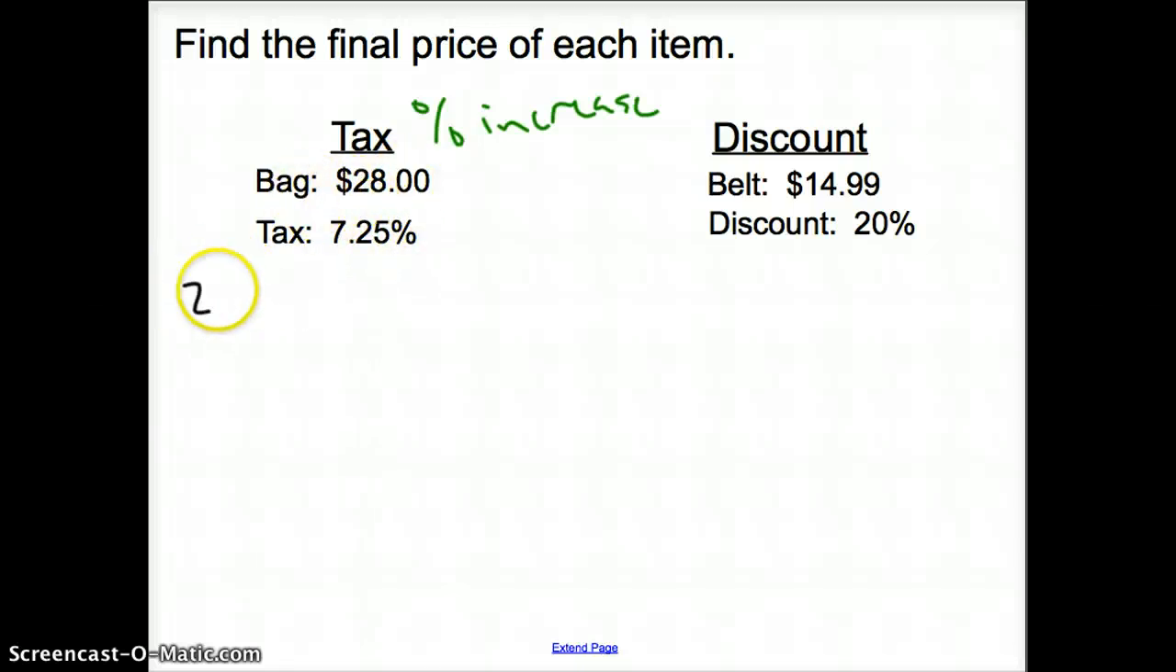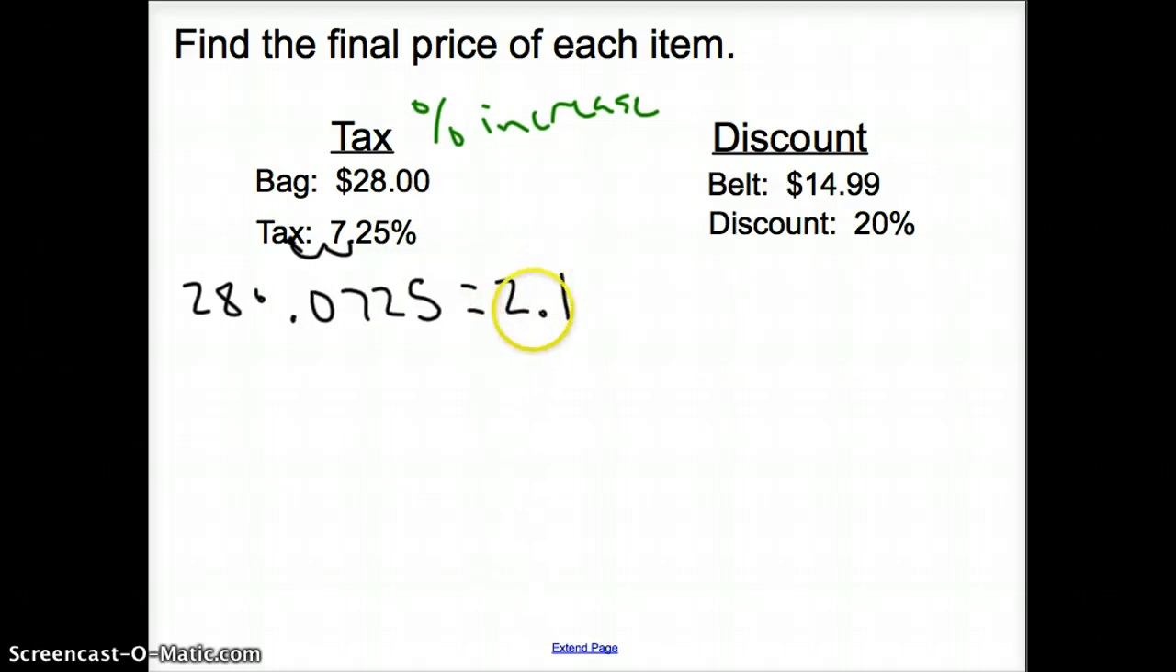So we have $28 times, now we have to be careful when we do it this way, we have to make sure that we move the decimal over 2 places. So we take it times 0.0725, and 28 times 0.0725 is 2.1.